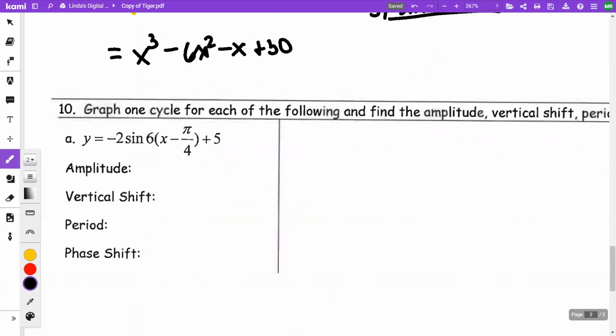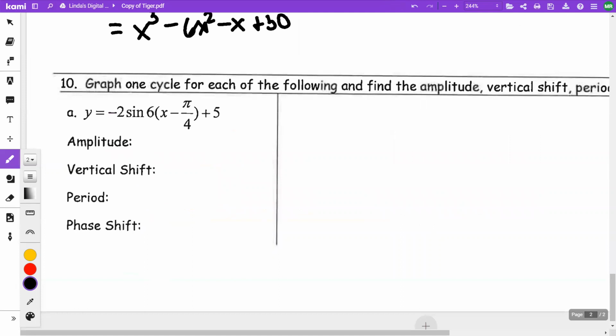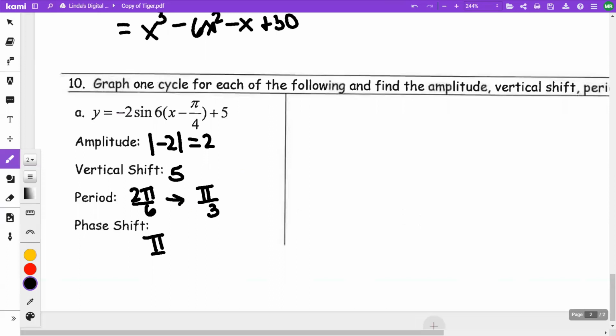On number 10, we're doing a graph. Our amplitude is going to be the opposite value of a negative 2, which is 2. Our vertical shift is 5. Our period is 2 pi over 6, which reduces to pi over 3. And my phase shift is pi fourth.